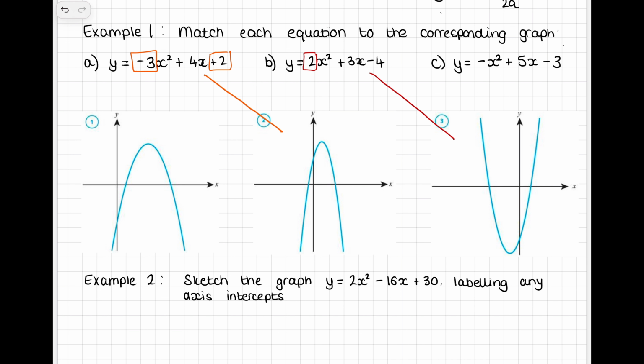But what can help us tell that that is correct is, first of all, we have a negative a value. We've got negative 1x squared, so it's a concave down or a sad face parabola. And our y-intercept is at negative 3. And in graph 1, the y-intercept is negative. Therefore, graph 1 must be linked to equation C.